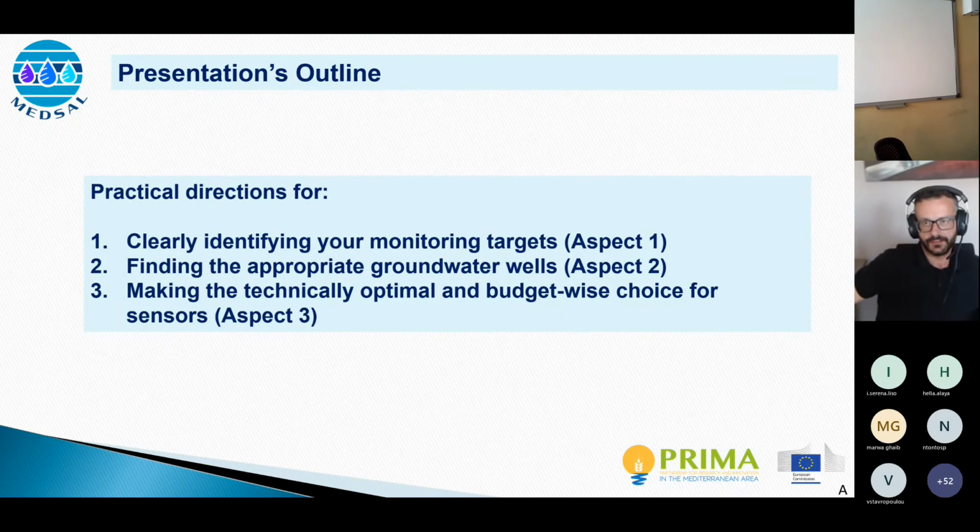Okay, so we're going to see into practical directions for clearly identifying the monitoring needs, finding the appropriate groundwater wells, and making the technically optimal and budget-wise choice for sensors. Let's move to the next one, Vasilis.